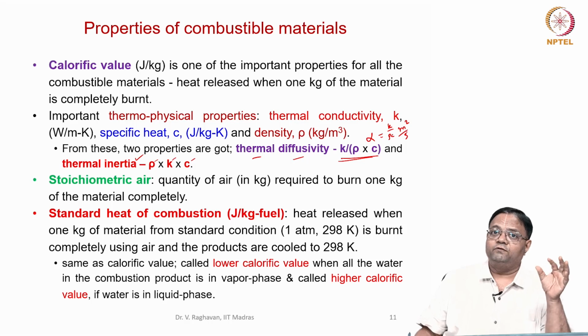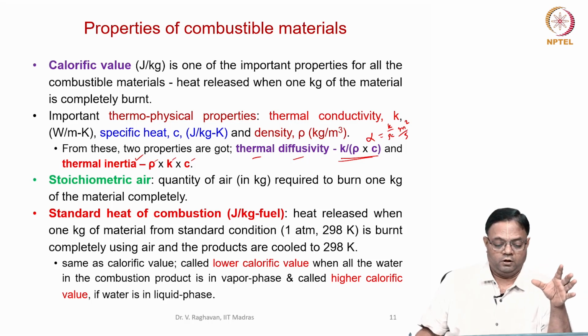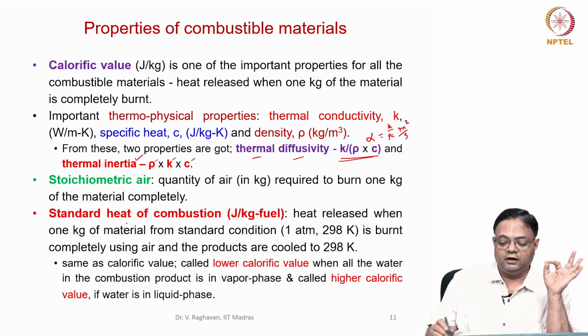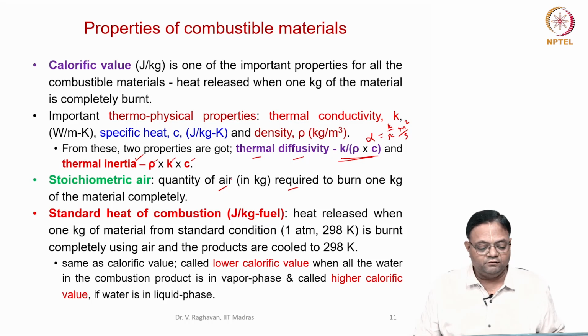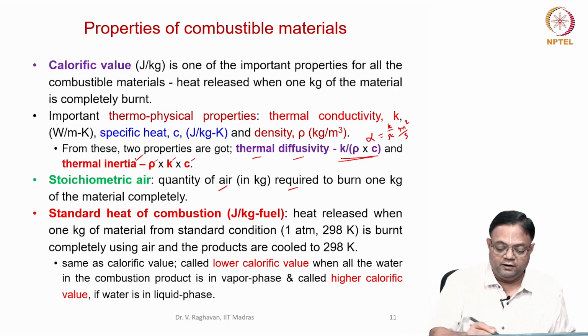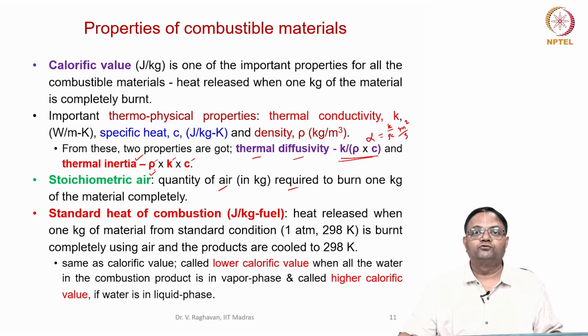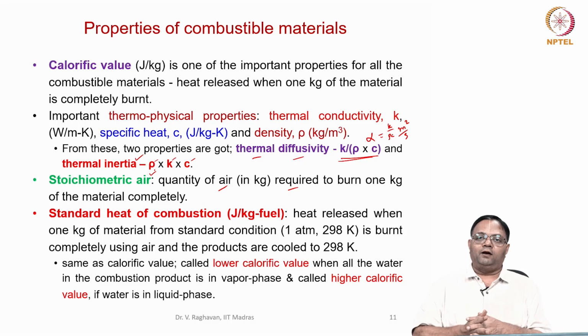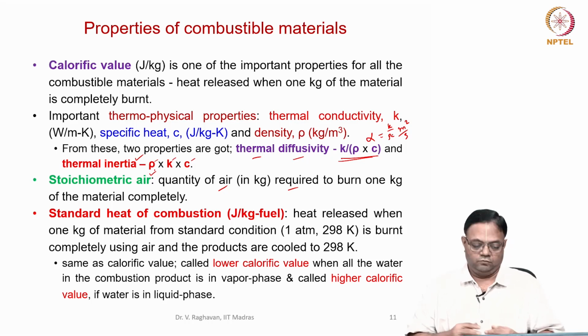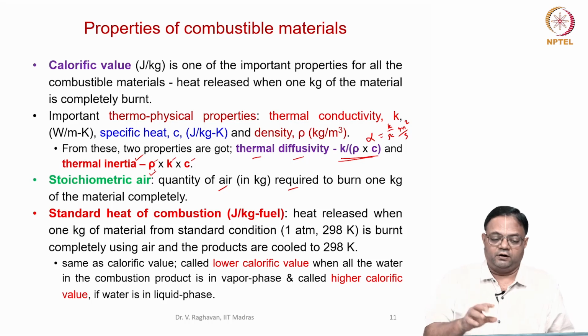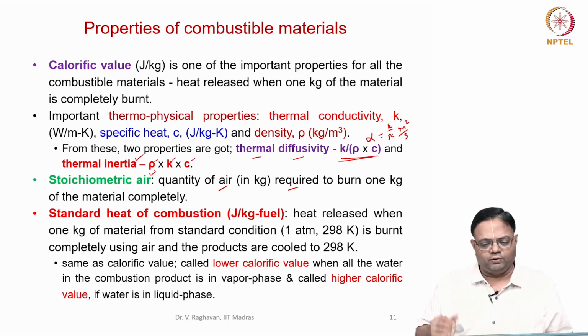Now, for a given fuel to burn, what is the required quantity of air? That is estimated theoretically, and that amount of air is called stoichiometric air. Stoichiometric air is nothing but the amount of air theoretically required to burn 1 kg of a material completely. Okay. That is important. Stoichiometric air is another important terminology. So, you will see some terminology when you go through this.